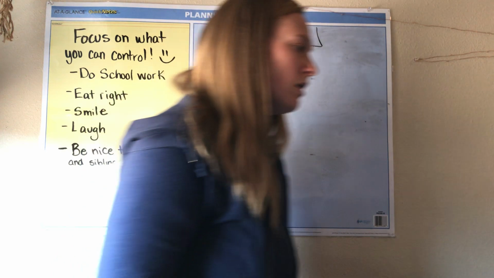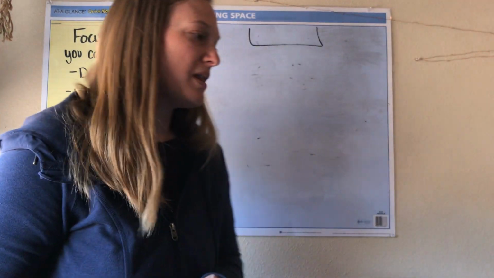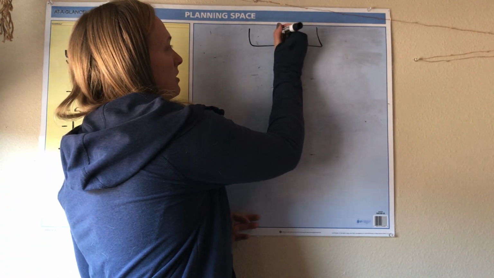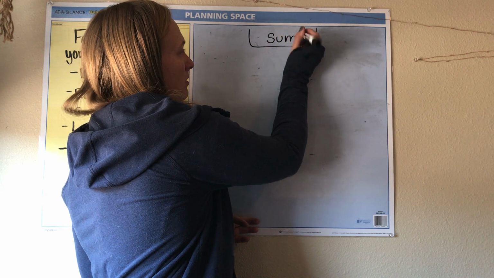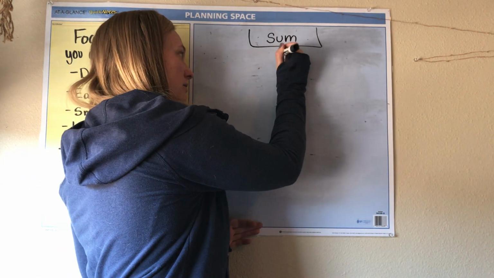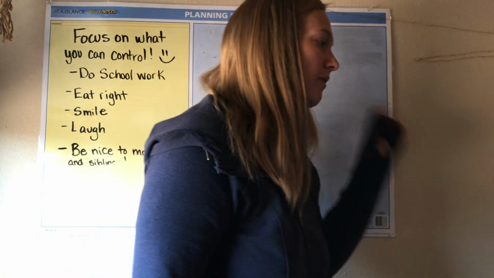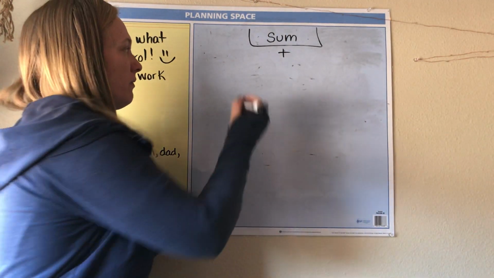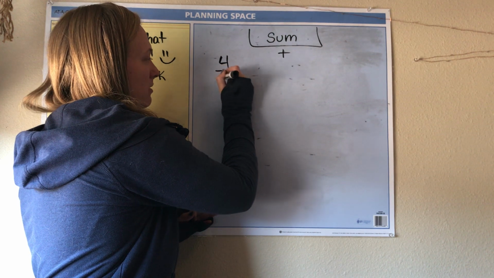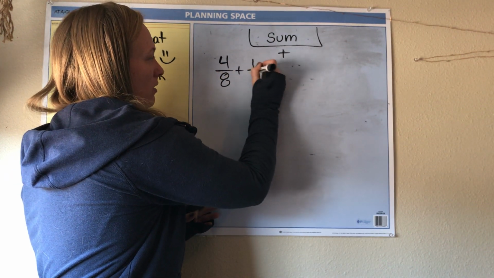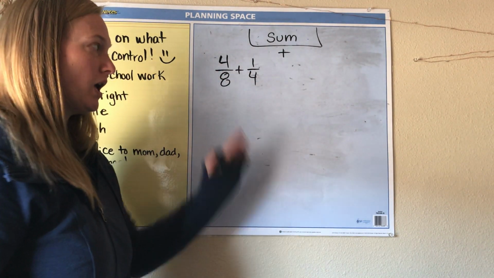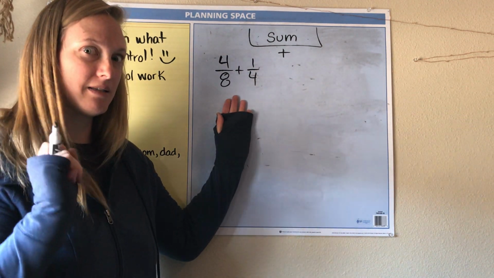All right. So, question number 4, find the sum. Sum means to add. It is the answer to an addition problem. So, find the sum, 4/8 and 1/4. 4/8 plus 1/4. Okay, can I add these fractions as is?